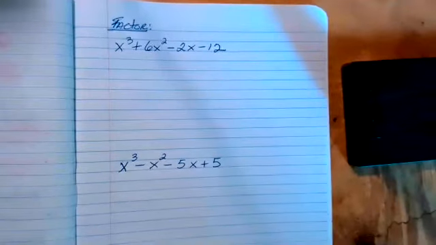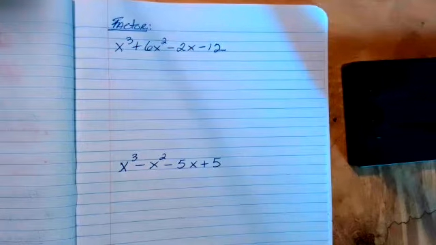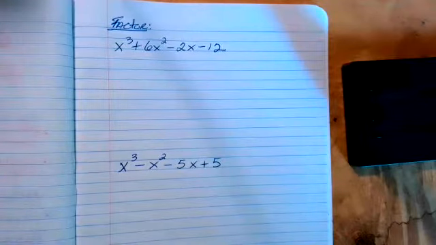So here's two examples of four-term polynomials. I'll give you a few minutes. You could try factoring these by grouping 2 plus 2.